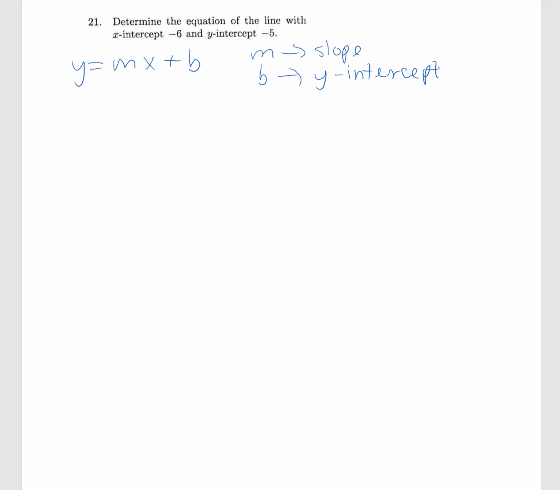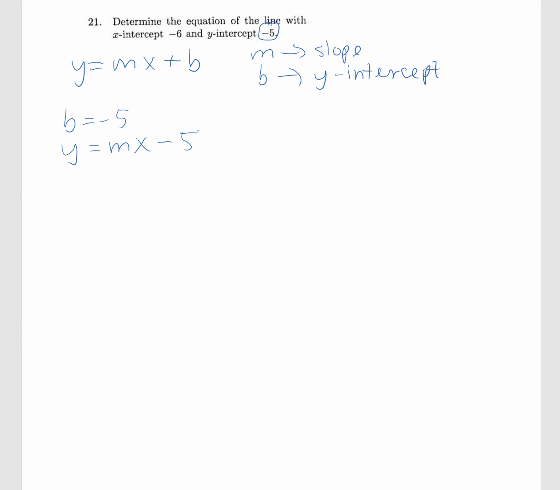And our question actually already gives us the y-intercept, tells us it's -5, so we can just plug that in for b. So the question tells us that b is equal to -5. So the equation of our line so far is y equals mx minus 5. All right, so now we have to figure out what m is, and m is our slope.